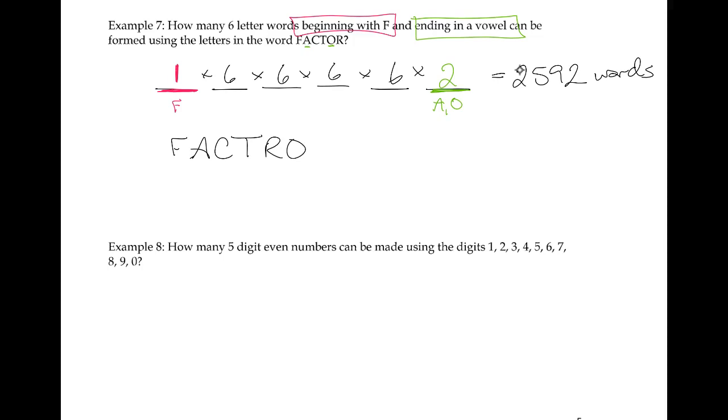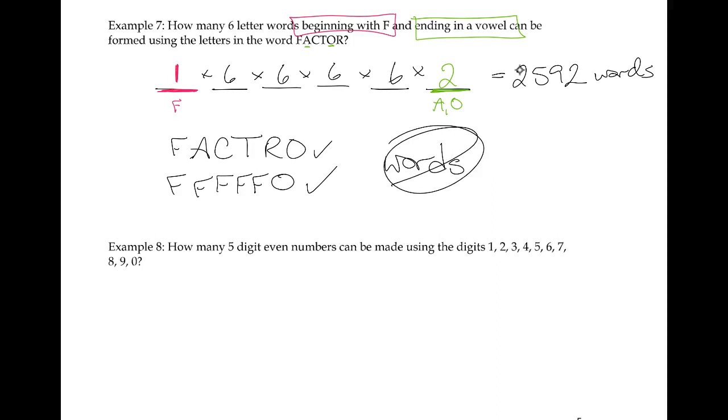Okay, and so again, examples of these would be that F, like in factor, wouldn't work, but TRO would work. But also, so could, okay, both of those would be acceptable, even though, again, they're not technically words based on your English definition, but they are words in math.